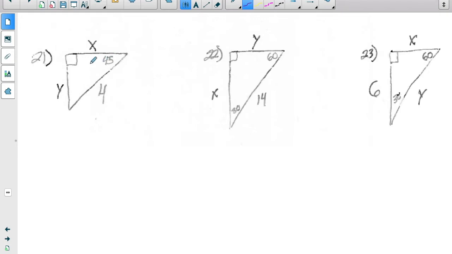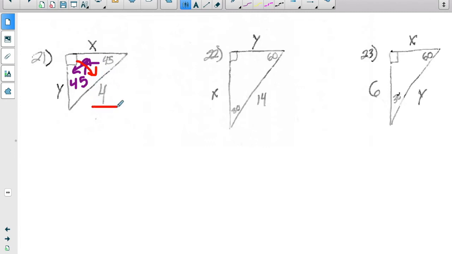So I want to look at some more 45, 45, 90s. We'll go back to the 30, 60, 90 in a minute. If we look at 21, this again is 45, 45, 90 because of this here. And I know x and y, which are both opposite the 45 degrees, are going to be the same. And the measure that they did give me, the side length of 4, is opposite the right angle. So this 4 is the hypotenuse.